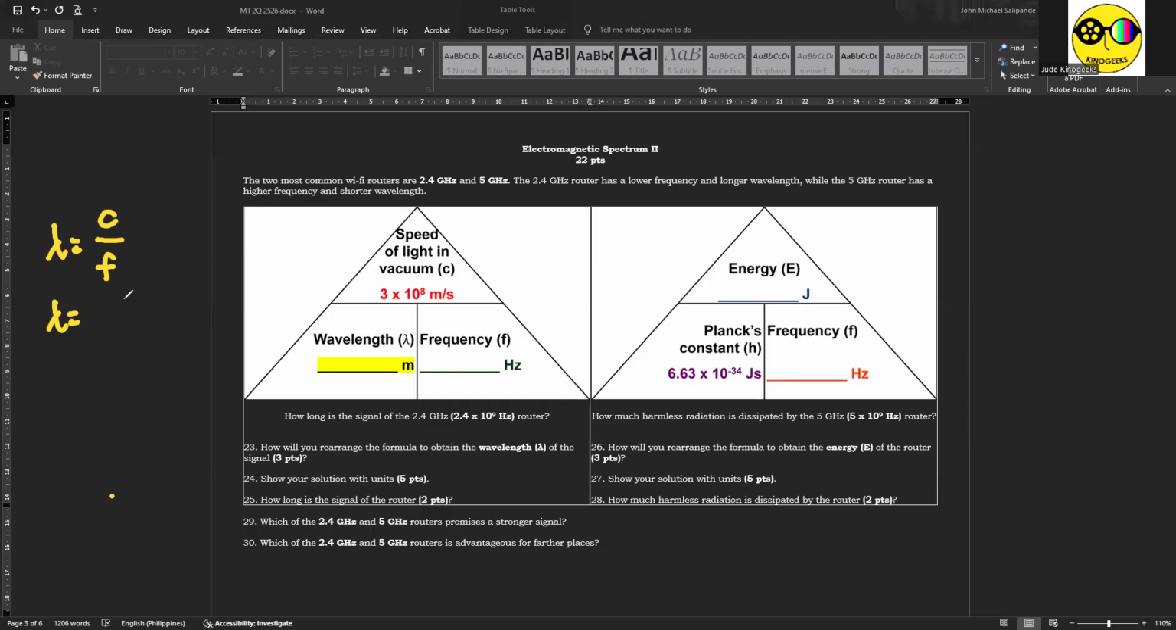The speed of light in vacuum is constant. That's 3 times 10 to the power of positive 8 meters per second, divided by 2.4 times 10 to the power of 9 hertz. That will give us an answer of 0.125 meter.